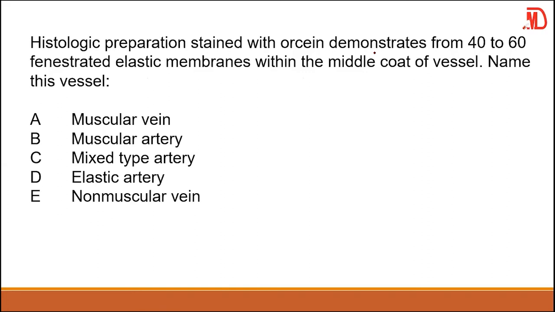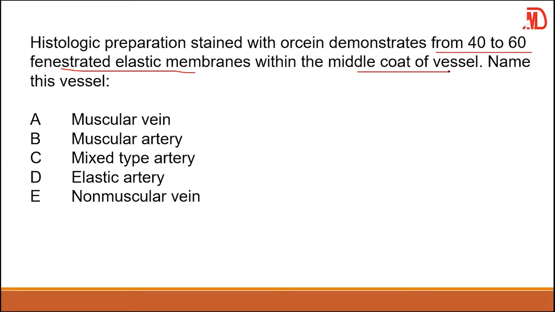Histologic preparation stained with orcein demonstrates from 40 to 60 fenestrated elastic membranes within the middle coat of the vessel. The middle coat of the vessel.